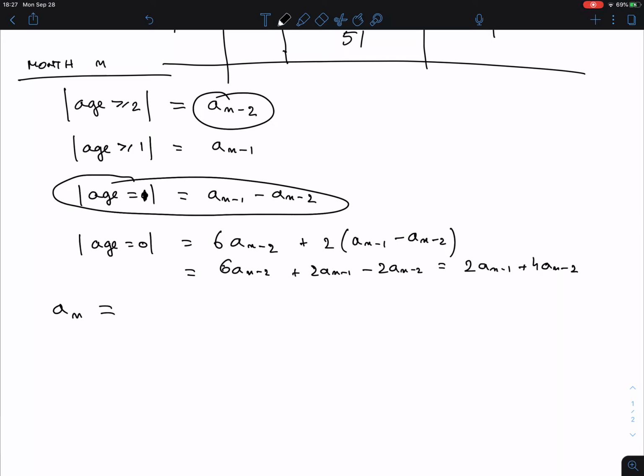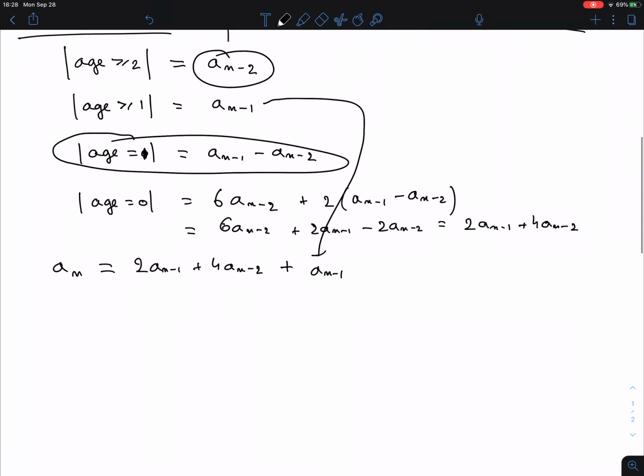Okay. So what is a_n? Well, a_n are the new ones. So let's write them: 2a_{n-1} plus 4a_{n-2}. And then the ones of age 1, and then the ones of age at least 2. Well, I can make that simple and say, and then all the ones of age at least 1. So we have the newborns plus the ones that have age at least 1, that is this number, a_{n-1}. So we finally see that our recurrence relation is a_n equals 3a_{n-1} plus 4a_{n-2}.